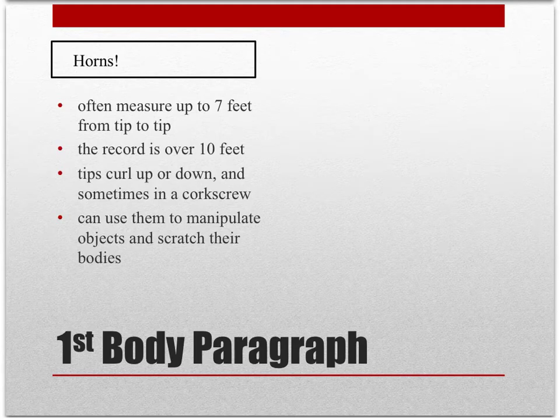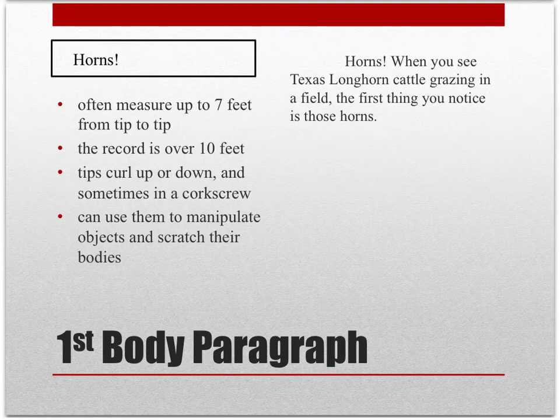Let's practice with my first paragraph about horns. This paragraph is about horns, but horns alone is not a good topic sentence. Or is it? Actually, horns might be a good first sentence for my paragraph. Sometimes a one-word sentence can be an effective way to capture the attention of the reader. I think I will use this idea for paragraph 1, but I'll need to write a second sentence that works with the short one to create a strong topic sentence. Horns. When you see Texas Longhorn cattle grazing in a field, the first thing you notice is those horns. I like this.